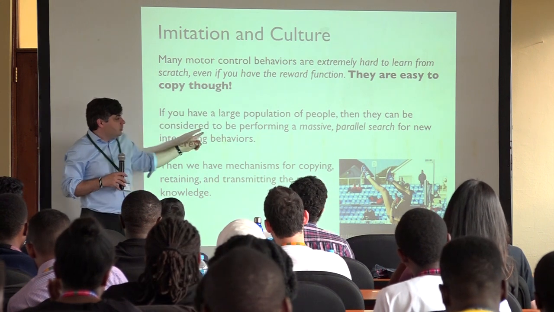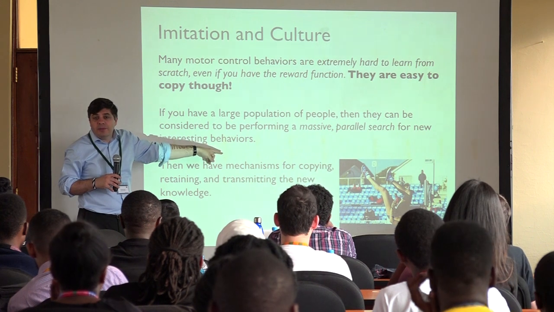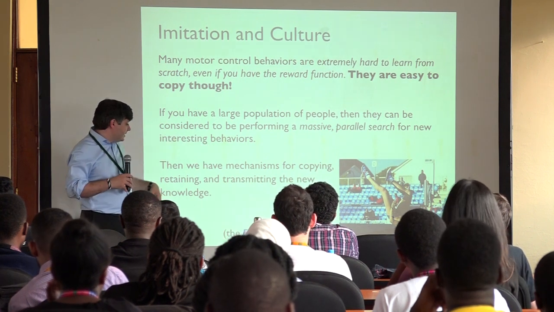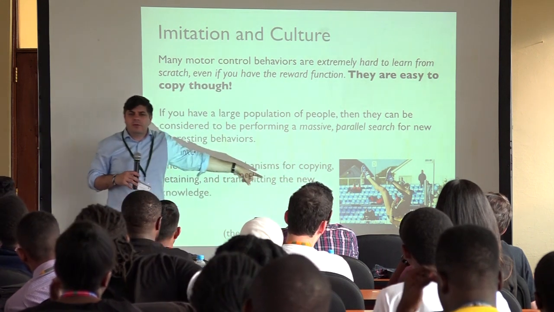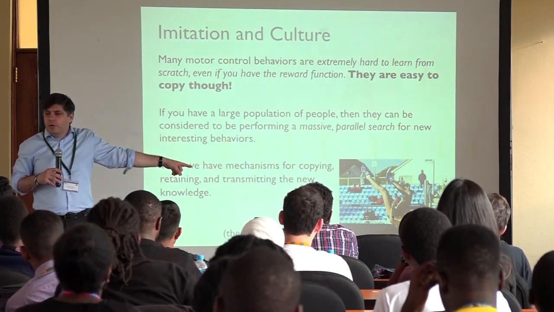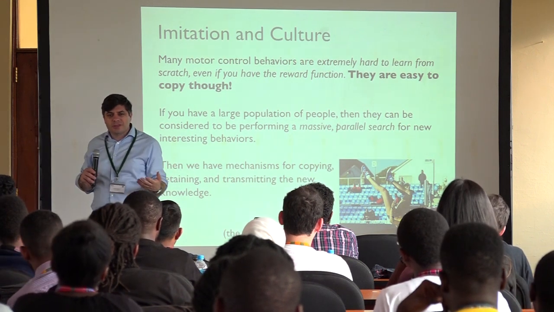Okay. So the example I like to use from this is that you can think of a large population of people as performing a massive parallel search for new interesting behaviors, and then they copy each other's behaviors, and they kind of get saved in the population. So this is a thing called the Fosbury flop. Have you guys seen pole vaulting before on TV? You know the person jumps backwards over the pole? I always thought that was kind of weird.